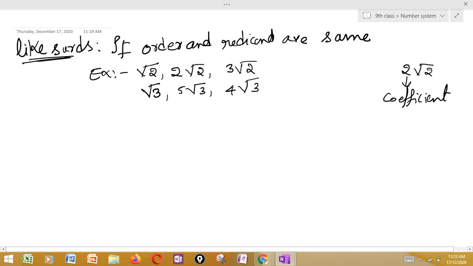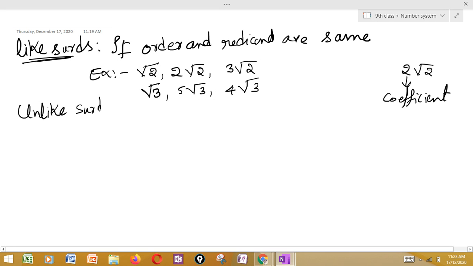The order is above the square root, and within the square root is the radicand. What is the radicand here? Three, sir. Very good. When the order and radicand are the same, those are called like surds. I hope you are clear with like surds, right? Yes, sir.